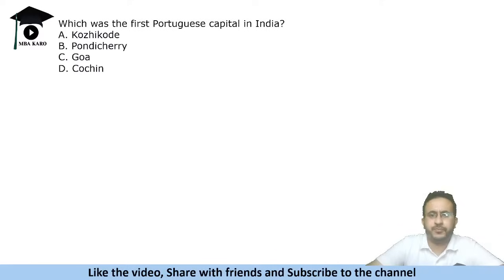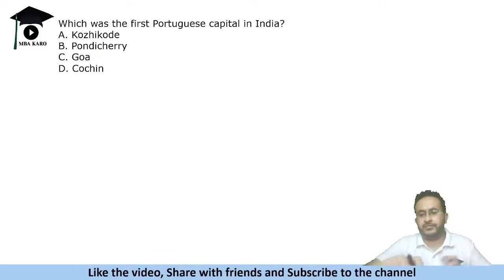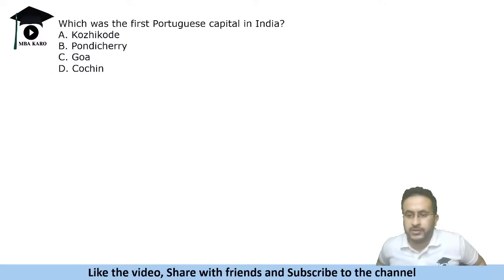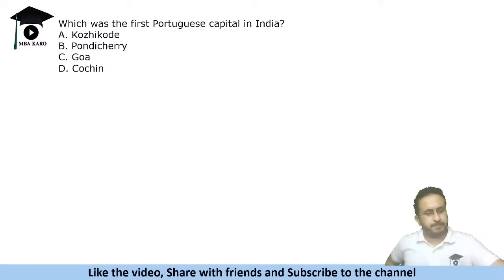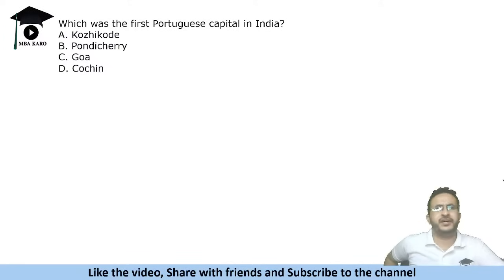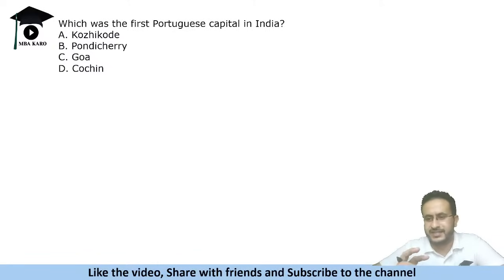Which was the first Portuguese capital in India? So apart from your Britishers, French, Portuguese, Dutch, they also were present in India. Right? In fact, Dutch came before English, and Dutch East India Company को पहले आ गई थी. ठीक है, Portuguese, like, लास्ट में गोवा में थे.